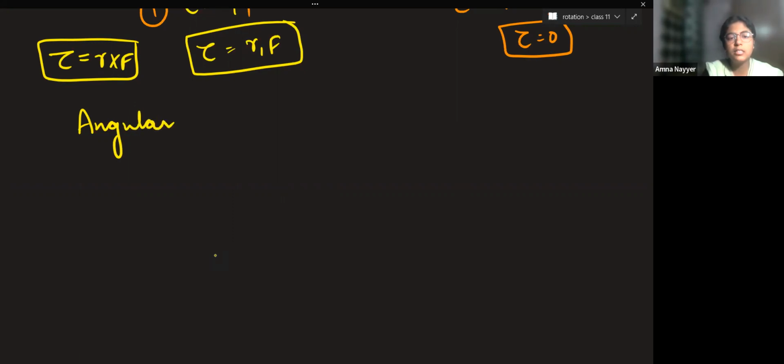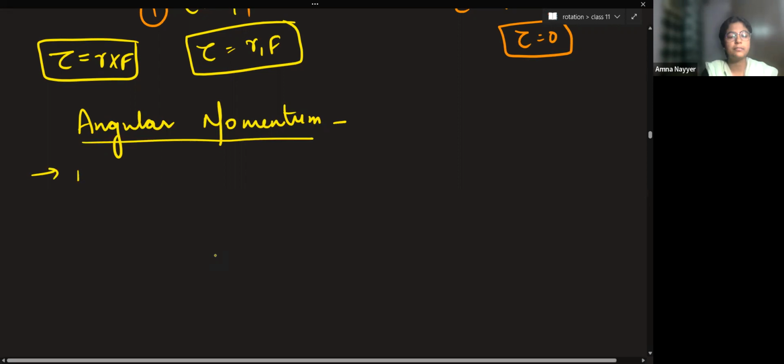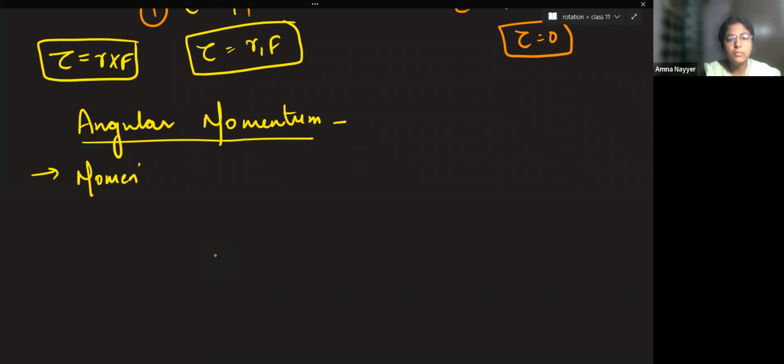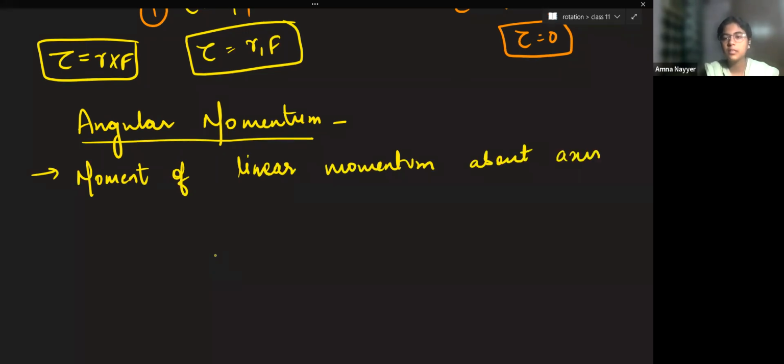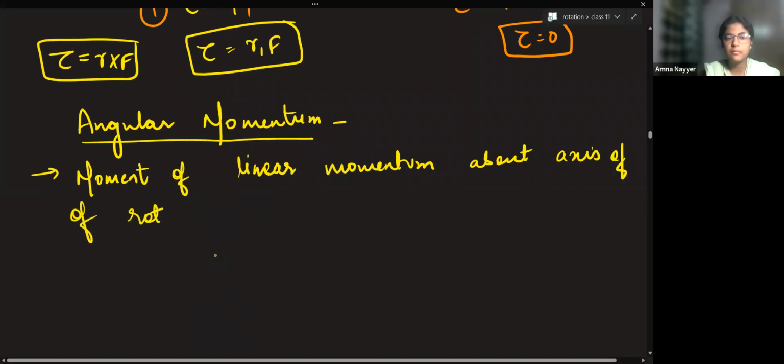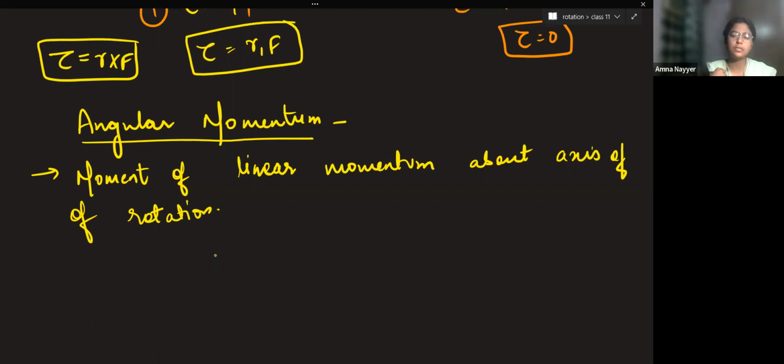So see, angular momentum. This is basically the moment of linear momentum, the way torque was the moment of linear force. So this becomes the moment of linear momentum about the axis of rotation. Fine, about the axis of rotation.